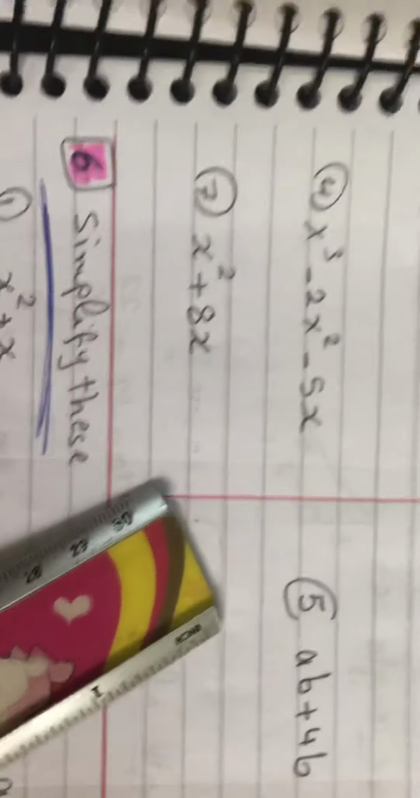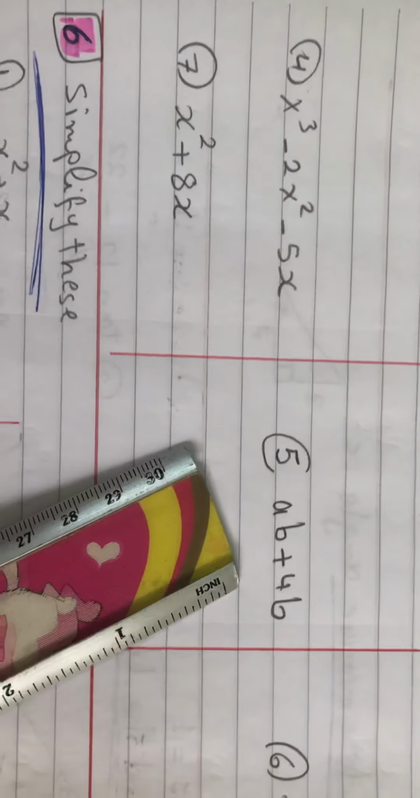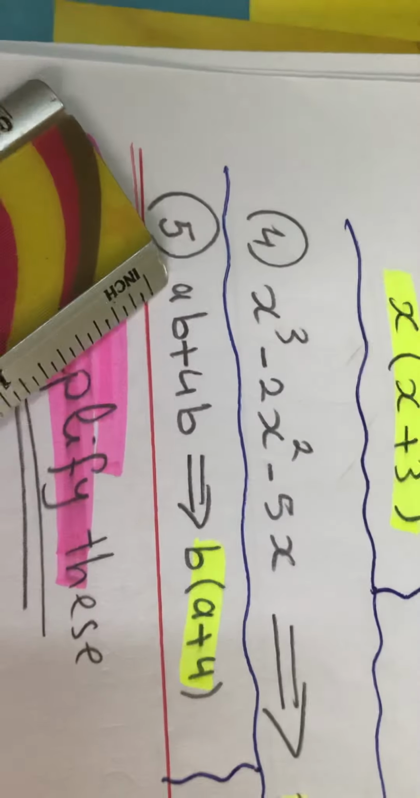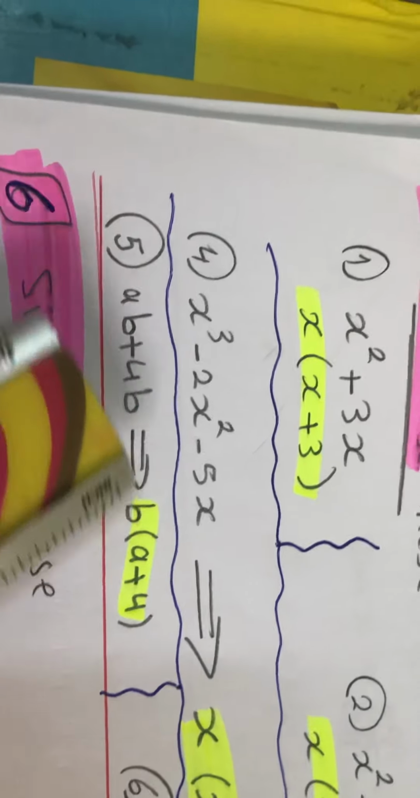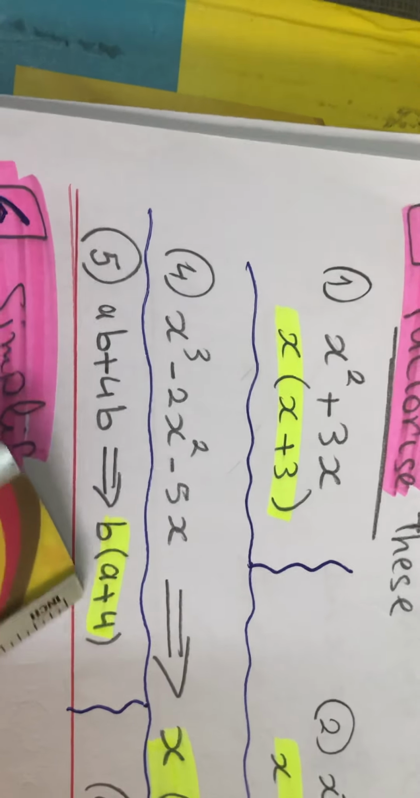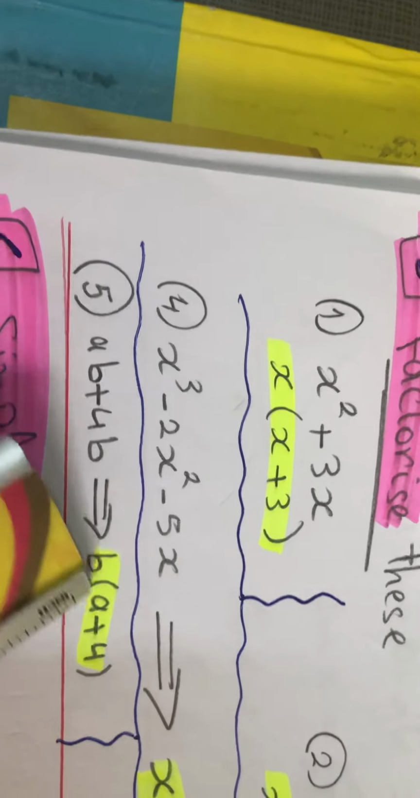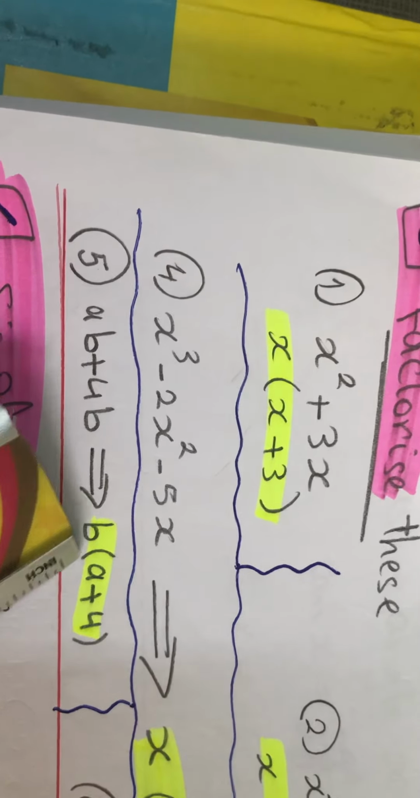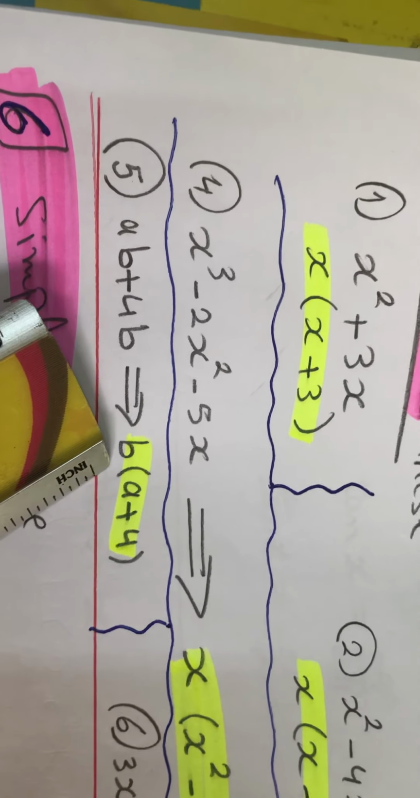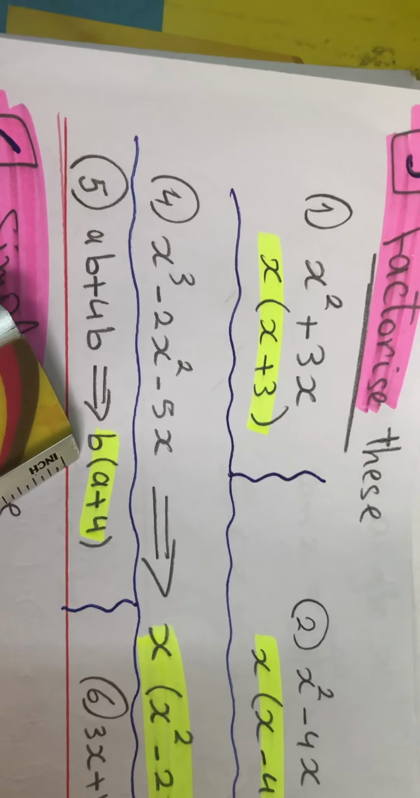Number 5, also the same title, factorize these expressions. AB plus 4B. What is repeated here? Just B. So I'll take B as a common factor. Okay, and AB divided by B, cancel B with B, give you 1, and what's left? A. 4B divided by B, cancel B with B, give you 1, and what's left? 4. So the factors will be B multiply brackets A plus 4.